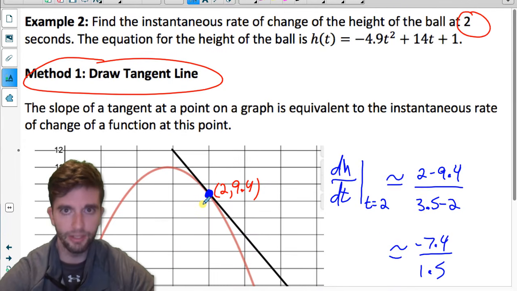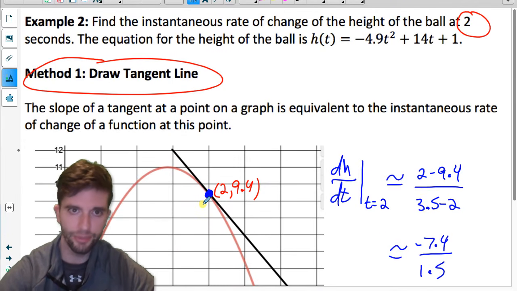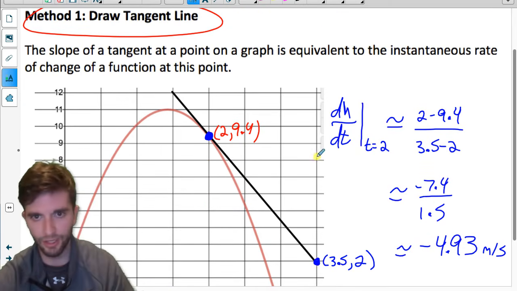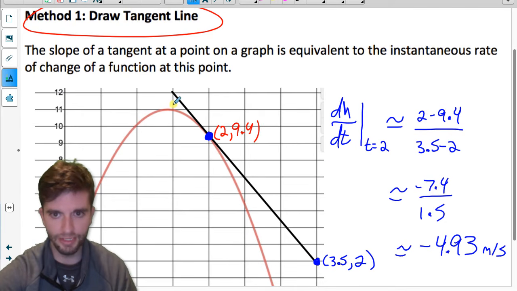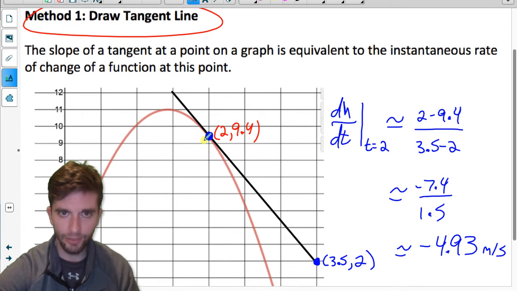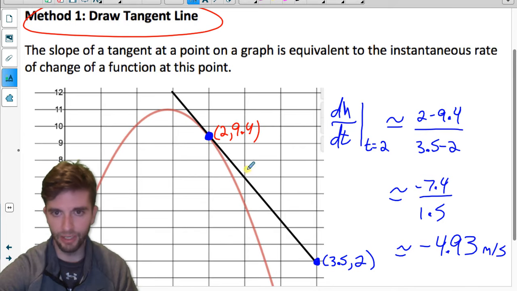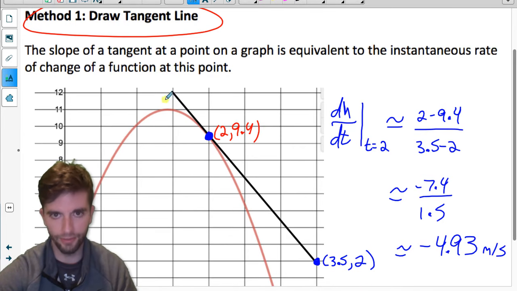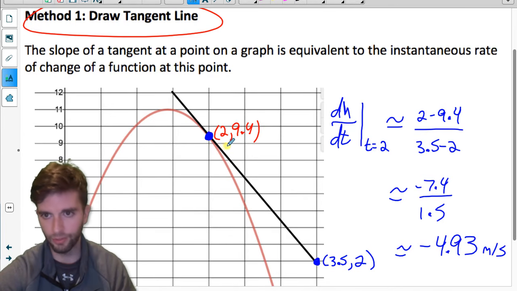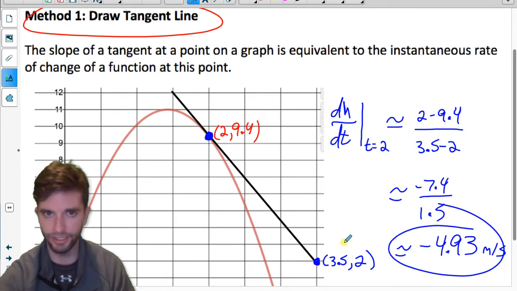So really quick summary. In example 2, we did 3 methods for estimating the slope of the tangent line. Method 1 was draw the tangent line, calculate the one point we know it shares with the function we have the equation of, and then estimate another point, find the slope of that line using those 2 points, and that's an estimate for the slope of the tangent line.